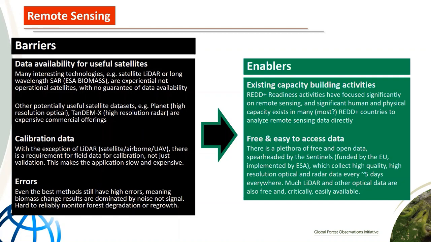Here on the right, you see two possible enablers. 1. Capacity building. Such activities have achieved a significant human and physical capacity in many of the REDD+ countries, so that they are able to analyze remote sensing data directly. And 2. The access to free and easily accessible data. There is an abundance of free and open data, such as Sentinel data, Landsat data for historical coverage, as well as LiDAR, that are available.